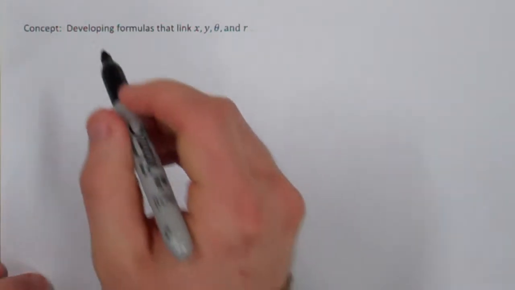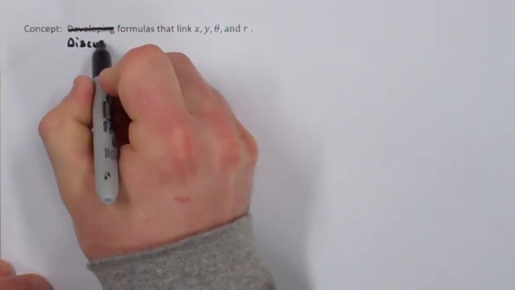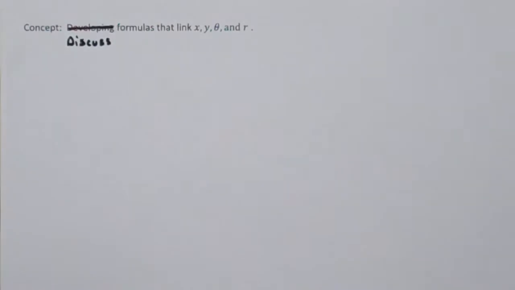In this concept video we're going to be discussing formulas that link x, y, theta, and r. And maybe I should change that right away. We're not really going to develop these, we're just going to discuss them. These formulas were developed in some of the previous videos. So if you'd like to see where these things come from, check out the videos from Learning Target 1, on changing polar coordinates into rectangular coordinates and vice versa.